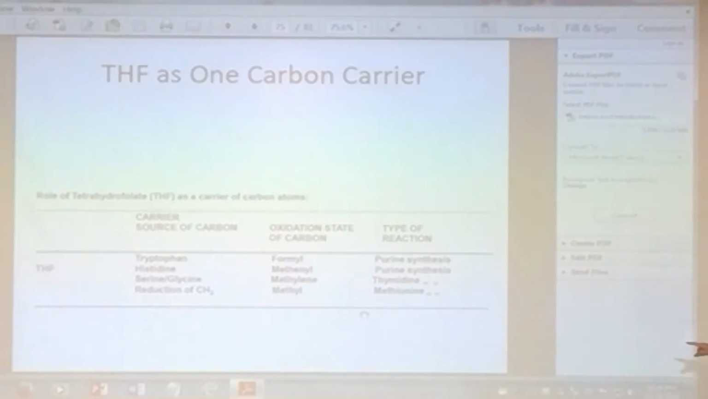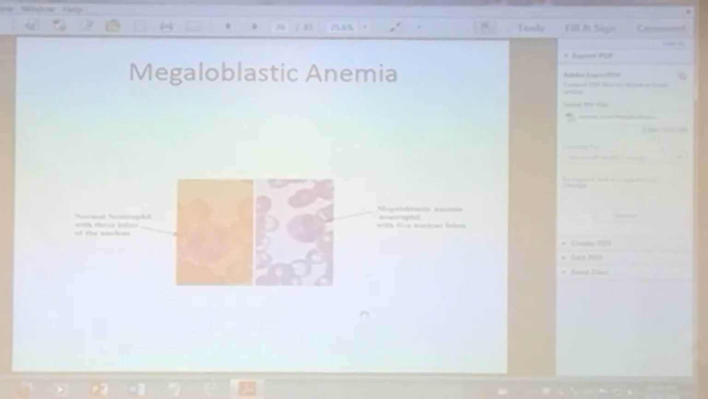Okay, and this is a nice summary of where one carbon, for example, comes from. Tryptophan, and you use it for purine synthesis. Histidine donates the formimino group, you use it for purine synthesis. Serine and glycine, they donate the methylene group, you use it for thymine synthesis. And then you would use the methyl group to form the methionine.